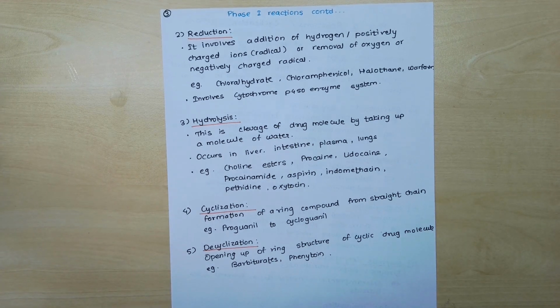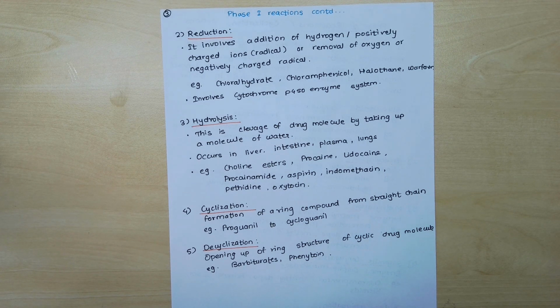Third phase 1 reaction is hydrolysis. This is cleavage of the drug molecule by taking up a molecule of water. It occurs in the liver, intestine, plasma, and lungs. Examples of drugs are cholinesterase, procaine, lidocaine, procainamide, aspirin, indomethacin, pethidine, oxytocin.